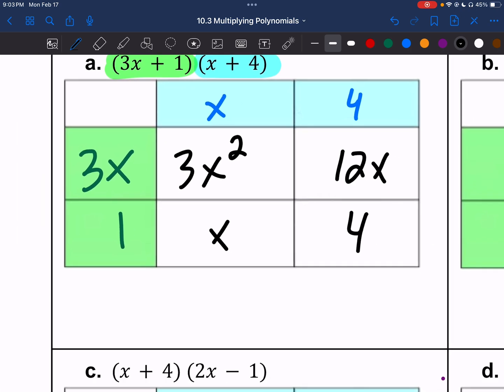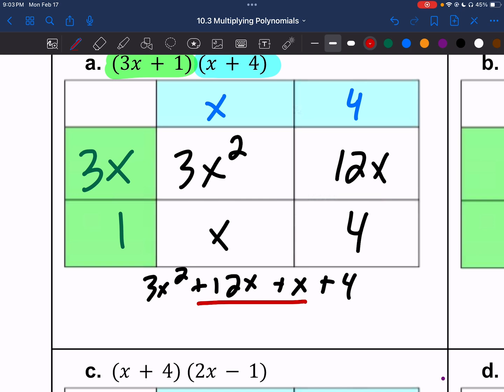Now, we've done the multiplication. Now we need to combine it all together. So we're going to get 3x squared plus 12x plus x plus 4, because they're all positive terms that we were working with. Now you combine your like terms, 3x squared plus 13x plus 4. And that's our final answer for that.